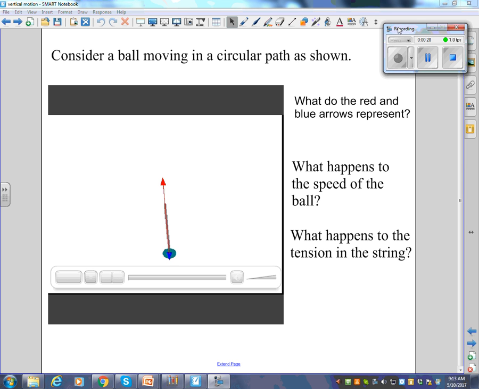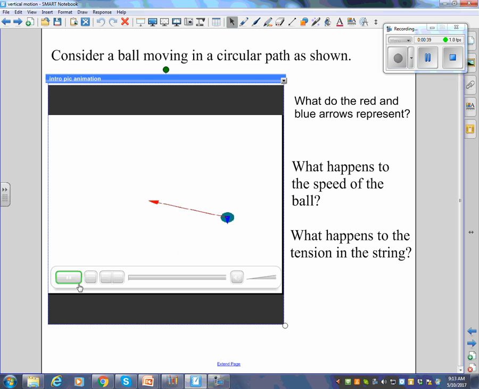You didn't have to write this down just yet. Consider a ball moving in a circular path as shown. What do the red and blue arrows represent in this little animation here?